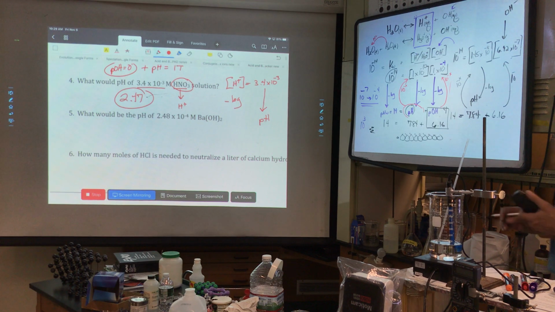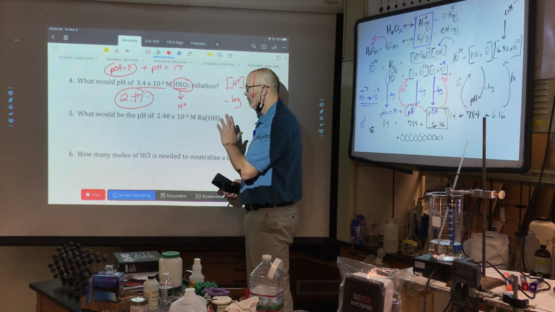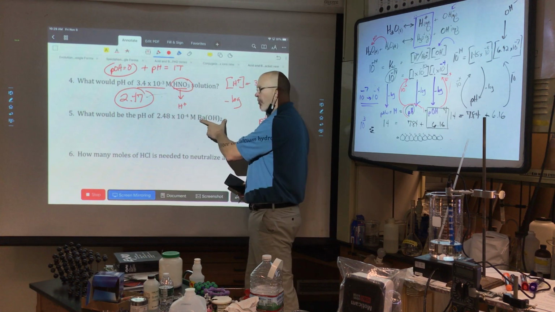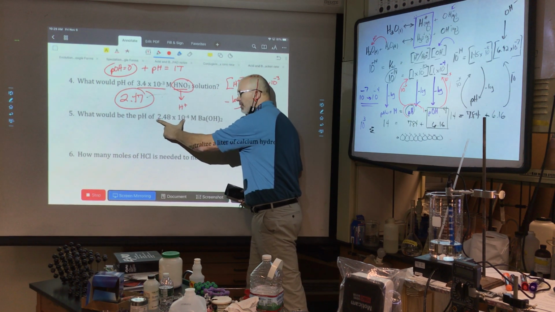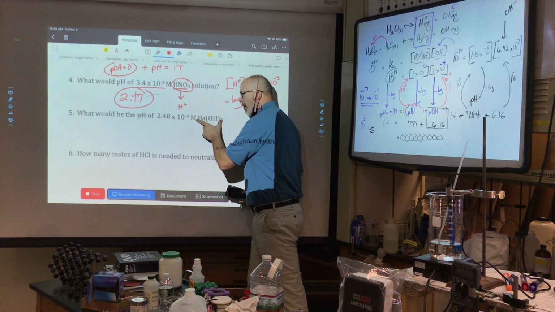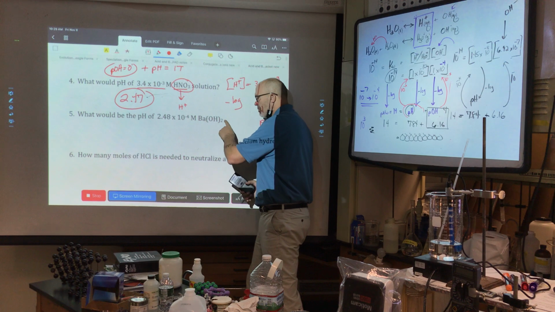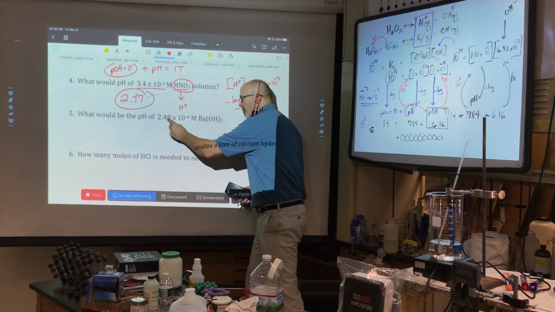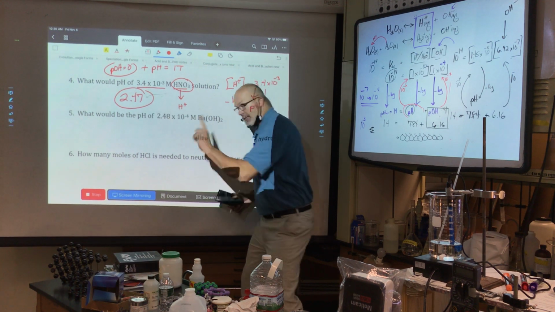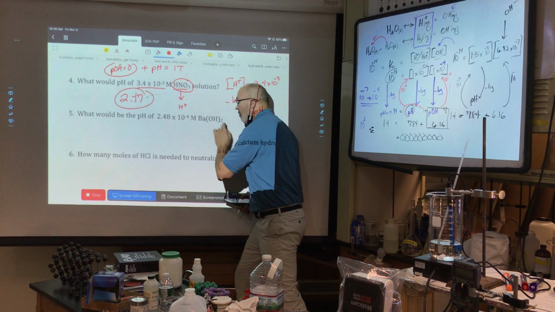Number 5. What would be the pH of this? Okay, we'll do this and that'll be the last one we do together. This is a strong base, isn't it? Barium hydroxide is a strong base, correct? That means that this is exactly the concentration of the barium hydroxide, correct? And because all of the OHs come out, check this out. Isn't there two of these? So to get the concentration of hydroxide, what am I doing with this? I got to times it by 2, stoichiometry. This is the concentration of this formula, but there's 2 hydroxides.